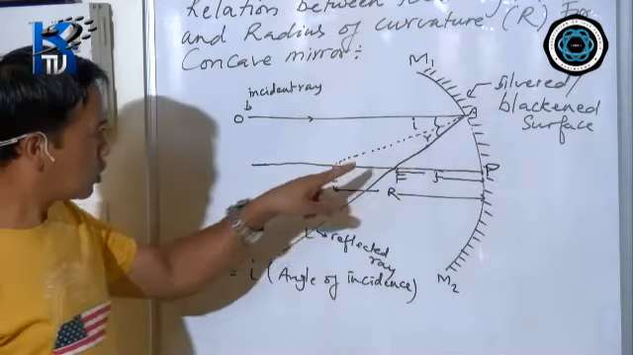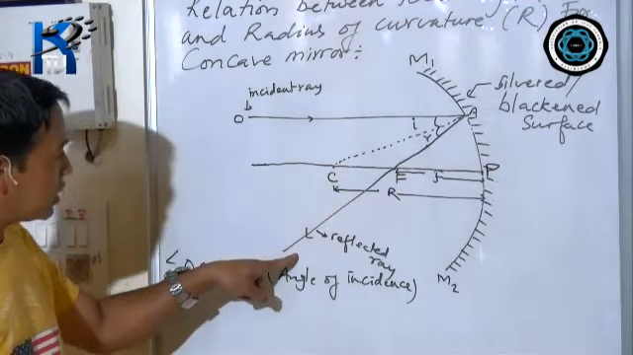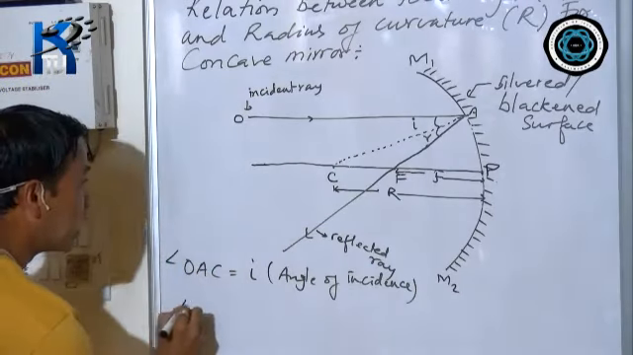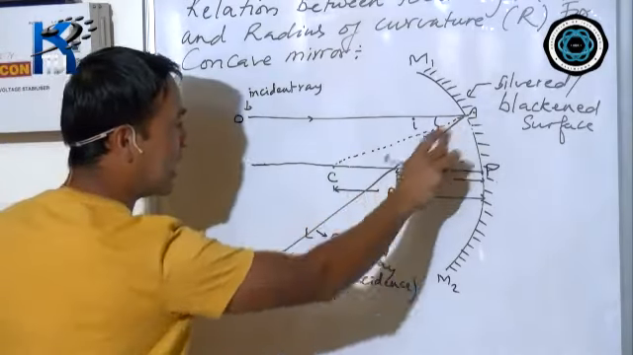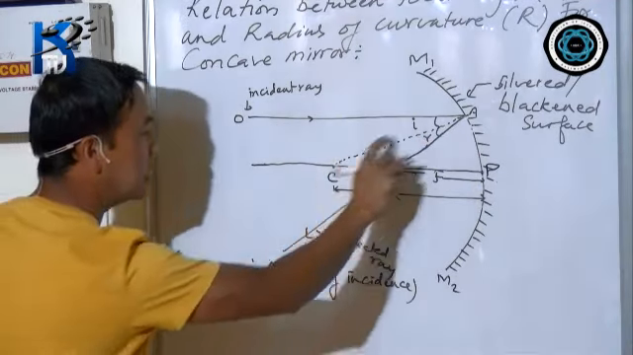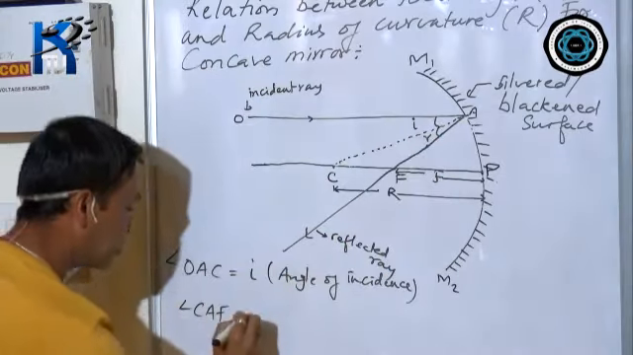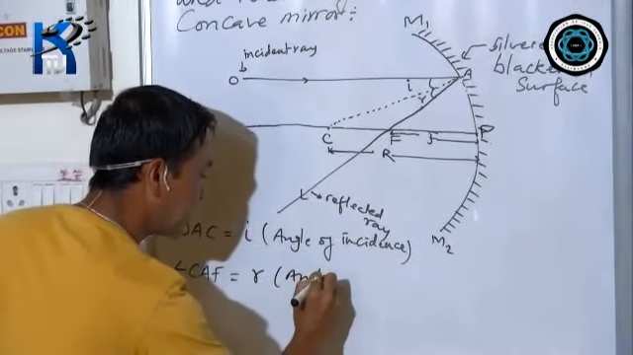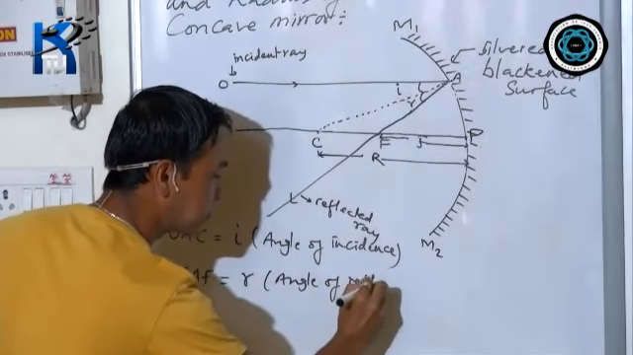Now there is another angle which is made by the reflected ray with the normal, and this angle is called the angle of reflection. I can mark this as CAF. This angle is the angle of reflection, which I can mark as R. So let me write this as angle of reflection.